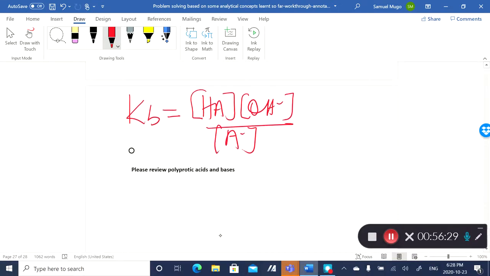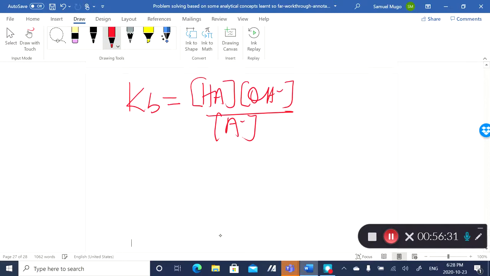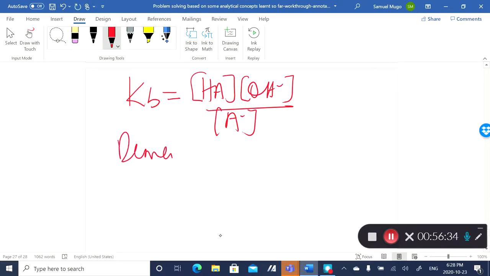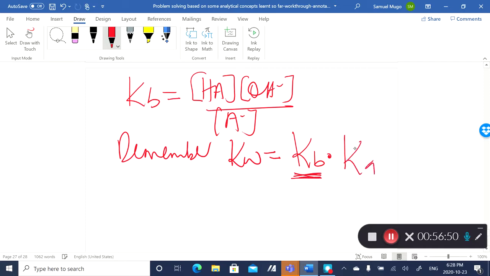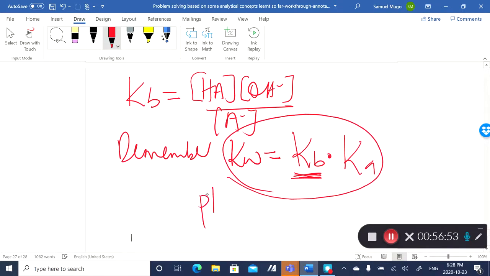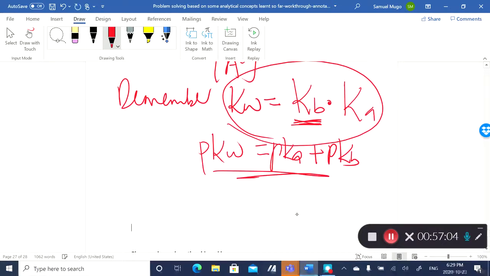Maybe somebody is asking, how do we calculate the Kb? Remember, and this is important, Kw, the autoprotolysis constant of water, is equal to Kb, the base hydrolysis constant, multiplied by the Ka. Same thing as, if you take the negative log of both sides, you get pKa plus pKb. Very important. And I think we all know that 14 is equal to pKa plus pKb, right?